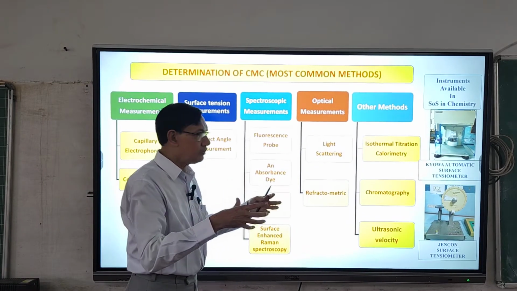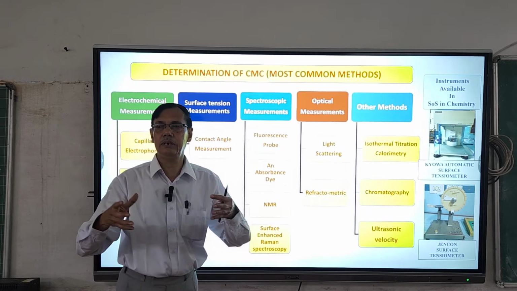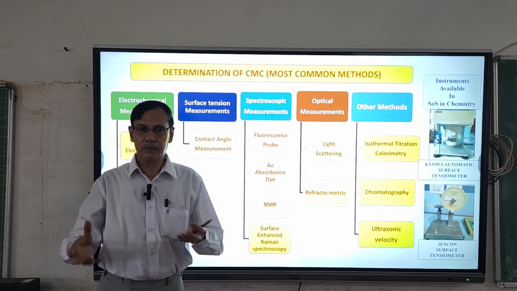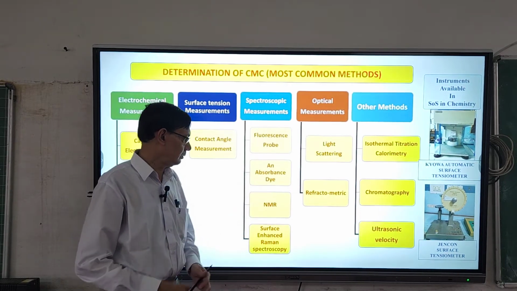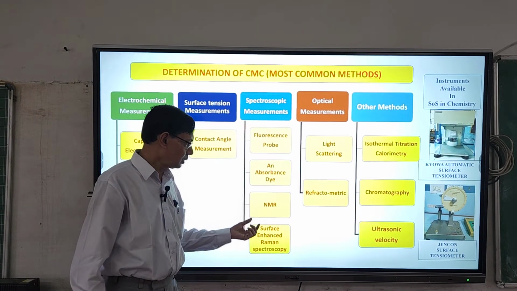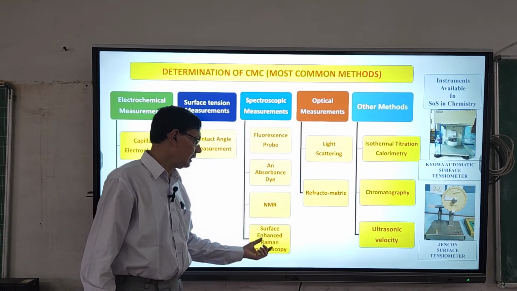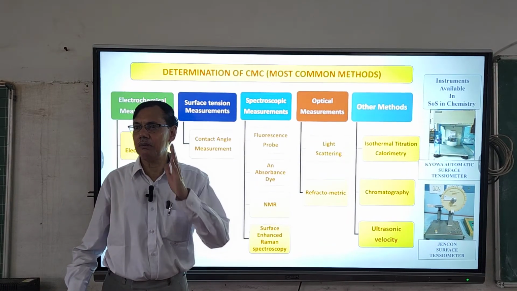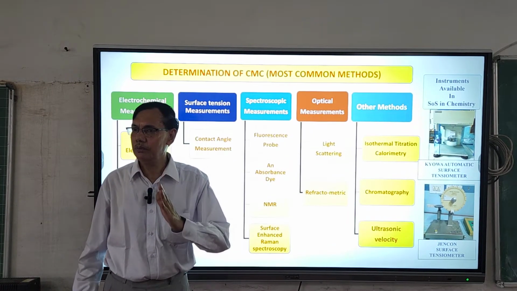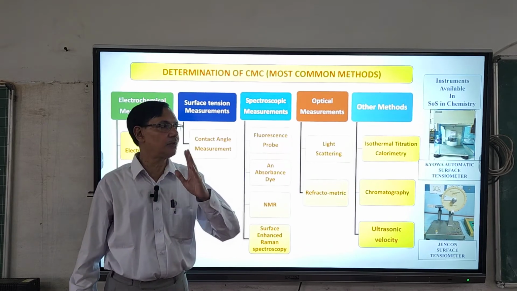Then the absorbance method, the UV visible spectrophotometric method. What we do is take a dye and interact it with the surfactants, so that is also very good. In addition to that, I will show some graphs related to the NMR and surface enhanced Raman spectroscopy methods. And the common point is that we are measuring some physical property.